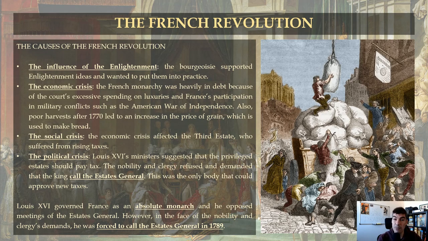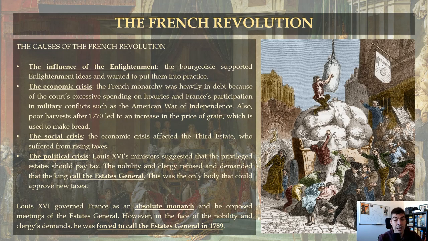The influence of the Enlightenment, because the bourgeoisie supported these ideas, the equality and liberty ideas. Then, the economic crisis. The French monarchy was heavily in debt because of the court's expensive spending on luxuries and also because of France's participation in military conflicts, for example, the American War of Independence. The 13 colonies had the support of the French king.